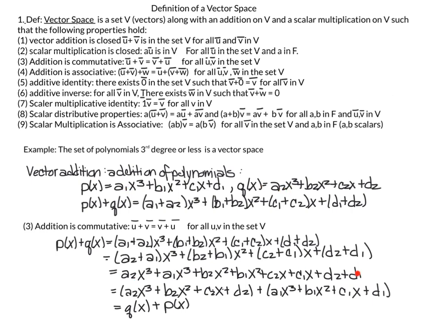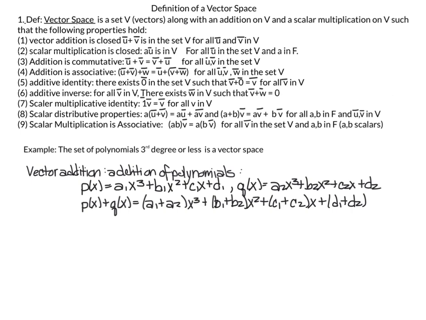So looking here, grouping together the ones with the 2 subscripts, I have an a2 x cubed, another b2 x squared, a c2 x, and a d2. So those are my first grouping, and then I can group my subscript 1 coefficients over here. This here is q of x, and this is p of x. So I have shown that p of x plus q of x is equal to q of x plus p of x, so our addition is commutative.